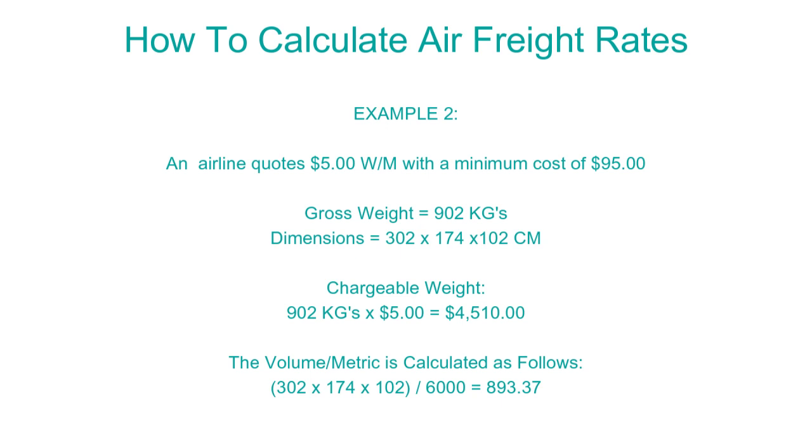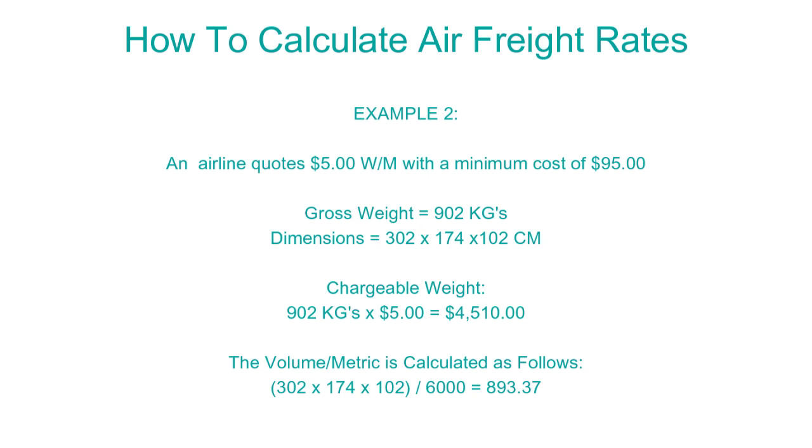Okay, the second example I gave you is 902 kilos, physical weight, actual weight on the weighing scales. But the dimensions, as you can see, are 302 by 174 by 102 centimeters. Now, if you multiply 302 by 174 by 102 centimeters and divide by 6,000, it comes out 893. So that doesn't volume out. 893 is lower than the actual weight 902.